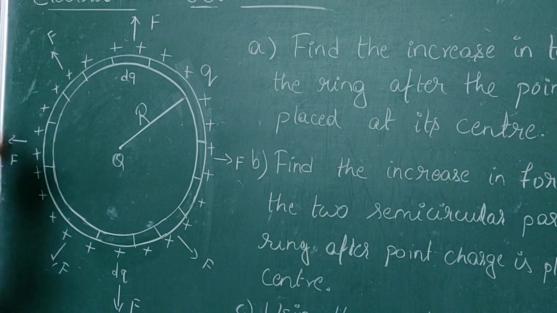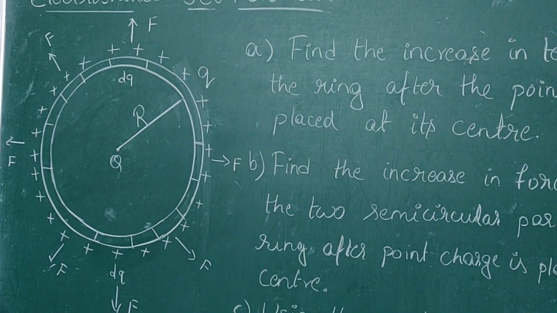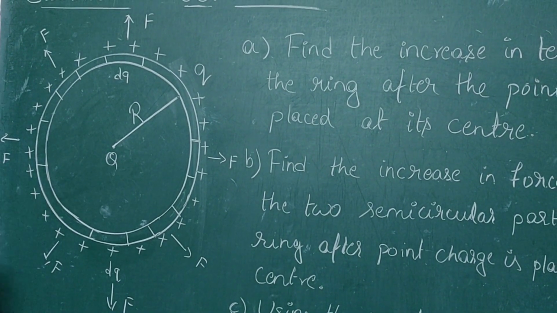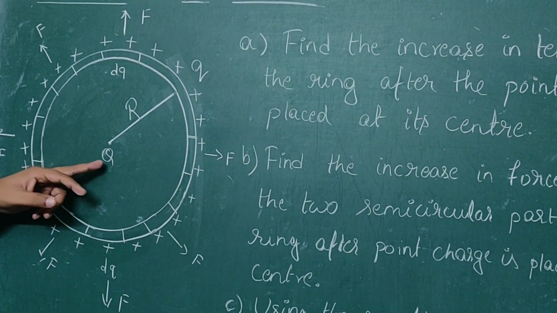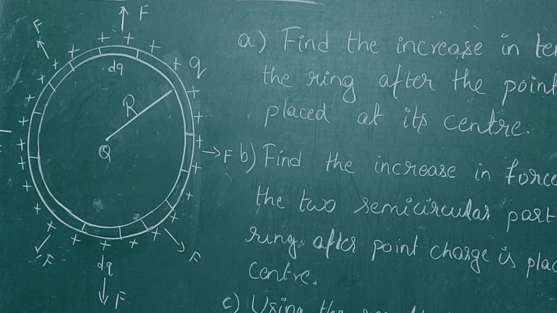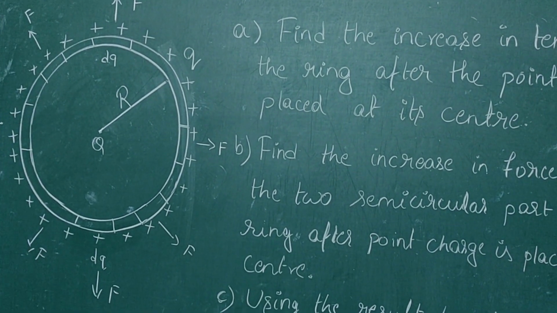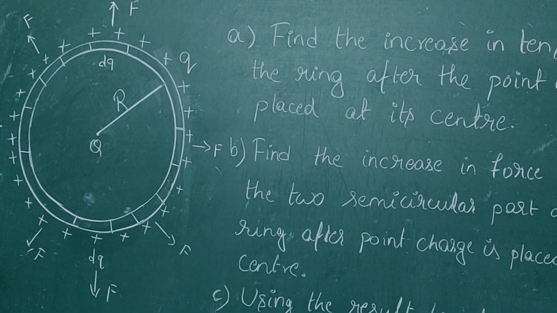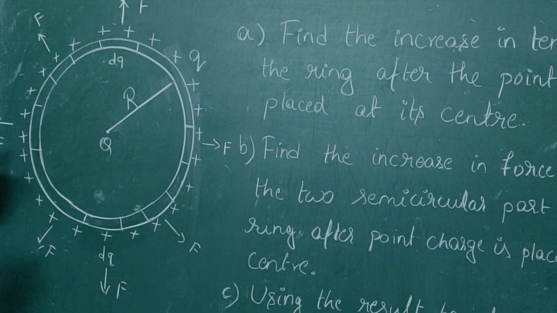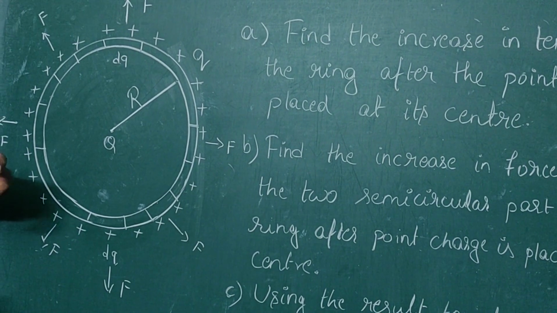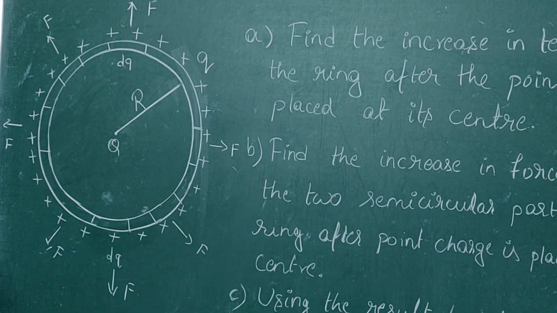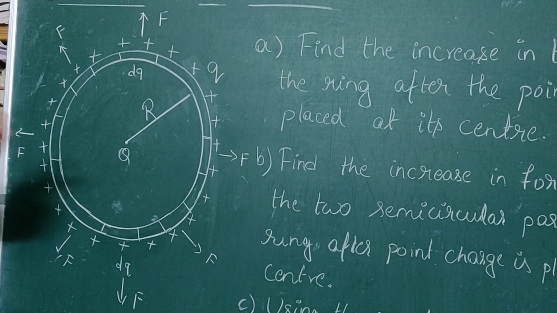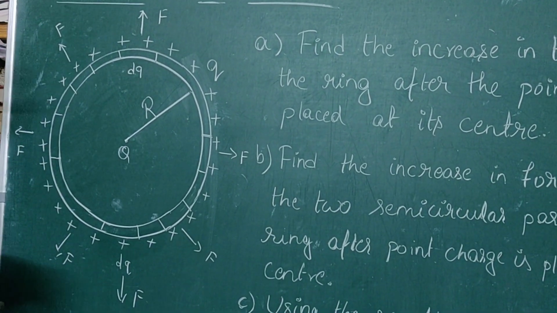Now you can see the diagram. Each part of the ring is experiencing an electrostatic repulsive force due to the charge placed at the center. As a result of all these forces, the ring is stretched. Due to the stretching of the ring, obviously tension will be produced in the ring. As a result, the tension in the ring increases. So now we got the idea why the tension in the ring increases.